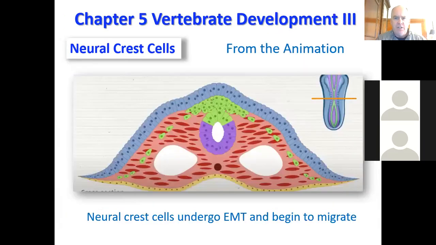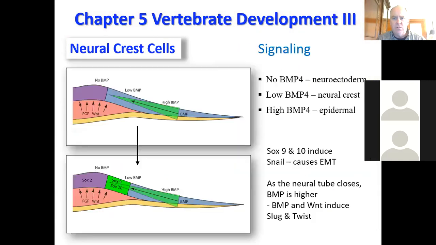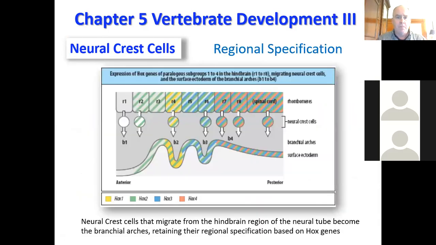The one thing I changed was this. This is the slide I changed because previously I said that this caused the upregulation of slug and twist, and it doesn't. It causes 9 and 10 to come up, which causes snail to come up, and snail causes EMT, and then later you get slug and twist being expressed. Okay, and those are all transcription factors. Okay, thanks.